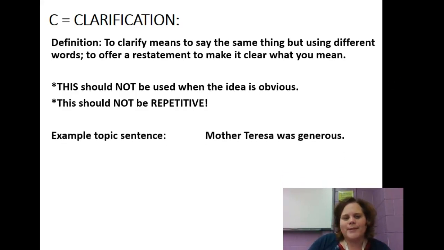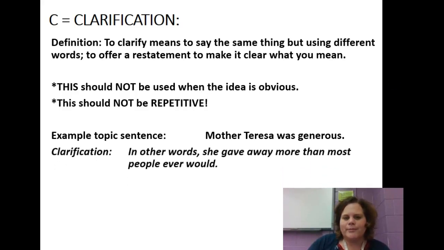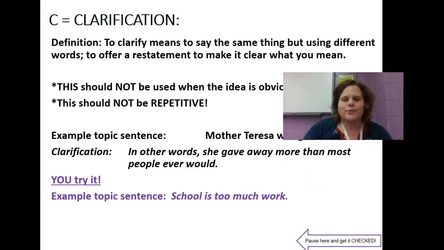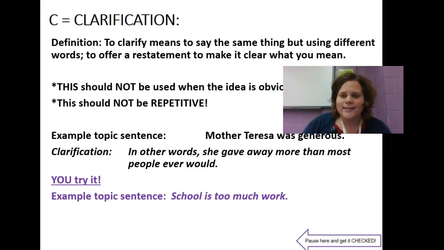So here's an example. If we had a topic sentence like Mother Teresa was generous. Mother Teresa was a really famous nun who lived in India and lived with the poorest people in the country. Clarification, we might say, in other words, she gave away more than most people ever would. We're explaining what the word generous means in another way. So I want you to try it. All you're going to do is come up with a clarification statement for the topic sentence, school is too much work. Clarify this, and then pause and get it checked. You might want to pause right now, and when you're done, show your teacher and get it checked.